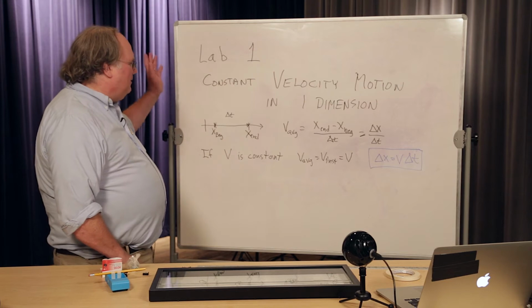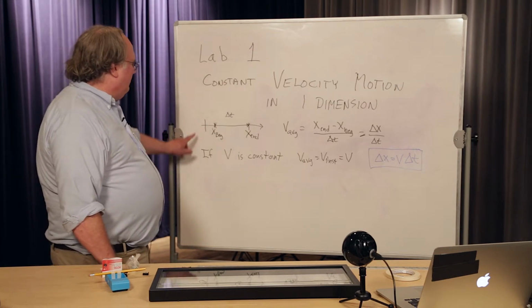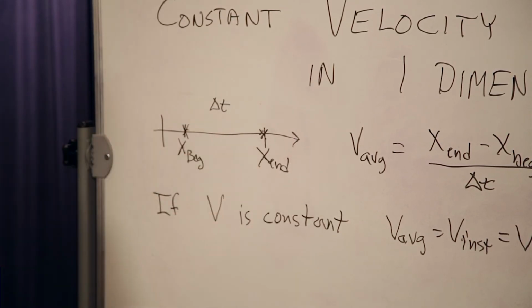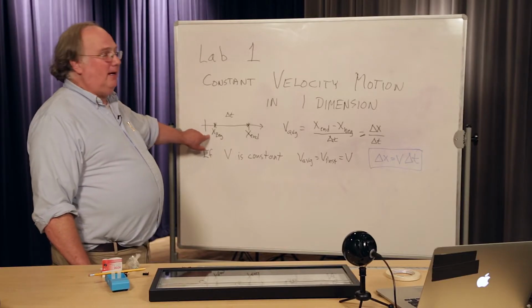All right, how do we do this mathematically? Well, we have to start off by just figuring out a way to talk about where we are in one dimension. And the easiest way to do that is with a number line.